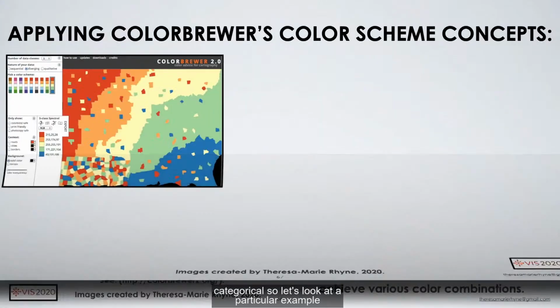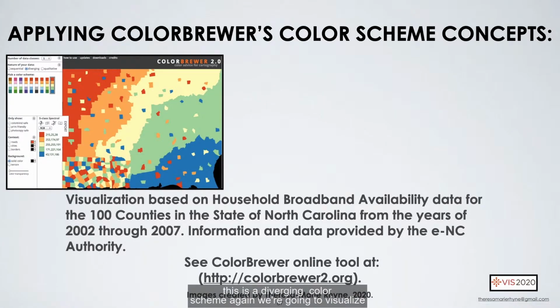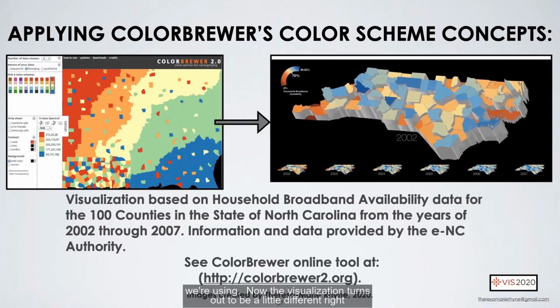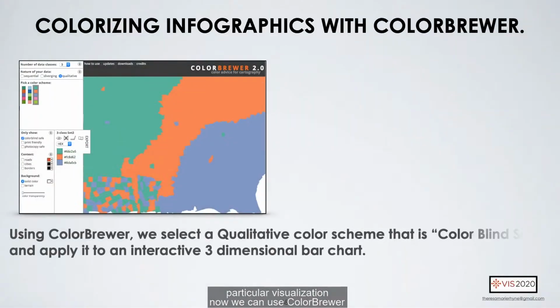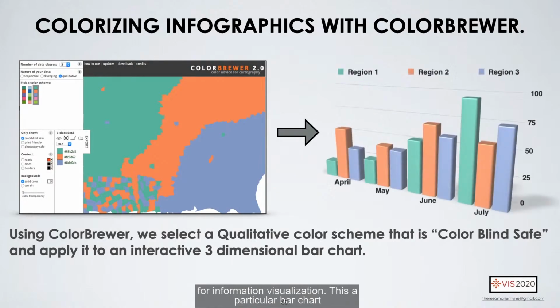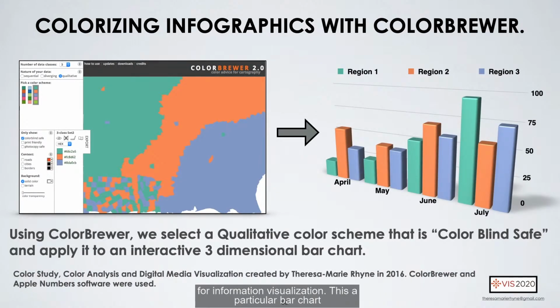So let's look at a particular example. This is a diverging color scheme. Again, we're going to visualize the household broadband availability data in 100 counties of the state of North Carolina. This is the color scheme we're using. Now, the visualization turns out to be a little different, right? Because how the data falls is a little different than maybe what the color scheme was designed for. But you're going to see that this is the particular visualization. Now we can use ColorBrewer for information visualization. This is a particular bar chart.